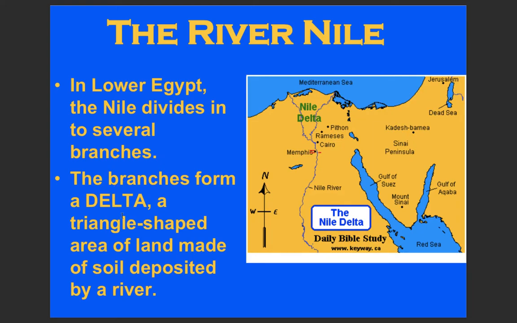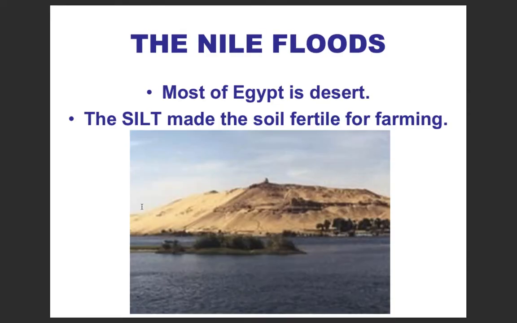All right, so it says in Lower Egypt, the Nile divides into several branches. The branches form a delta, a triangle-shaped area of land made of soil deposited by the river. And here you can see this is the delta it creates.